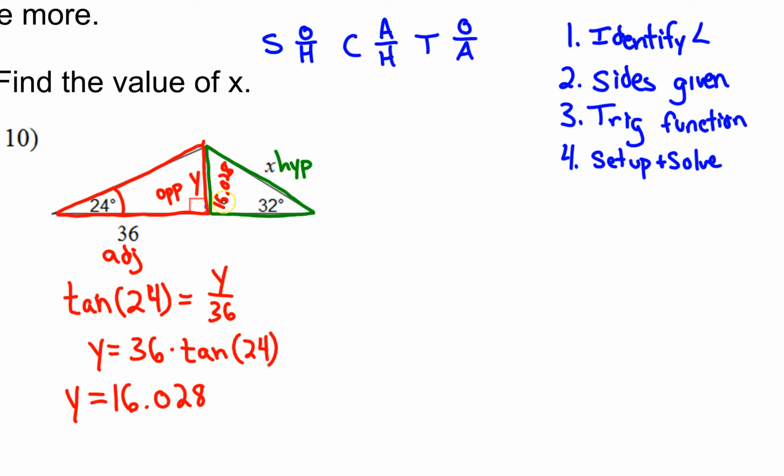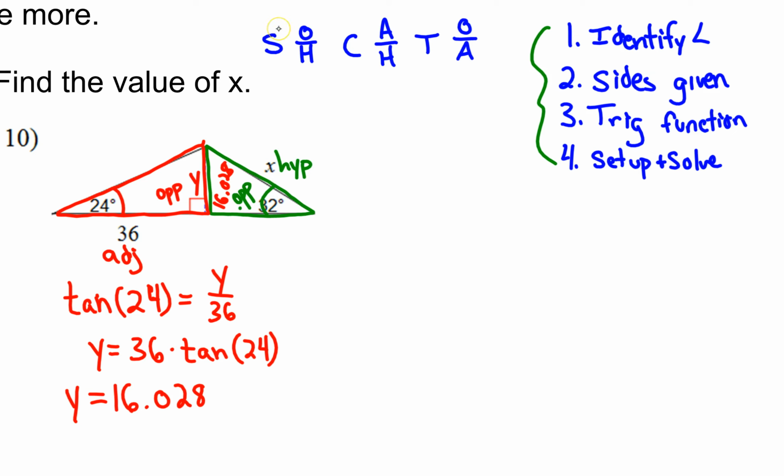So now that we know that side, we can then see if we can find x for the green triangle. So let's start with our steps again here. Step 1, identify your angle. That's my 32. Step 2, identify our given sides or our found sides. So we found this side to be 16.028. This is going to be an opposite side. And then the hypotenuse, we already said, is x. So what we have is opposite and hypotenuse.